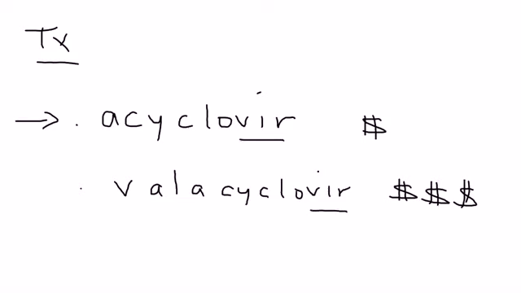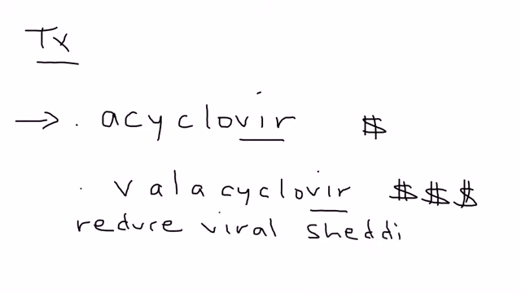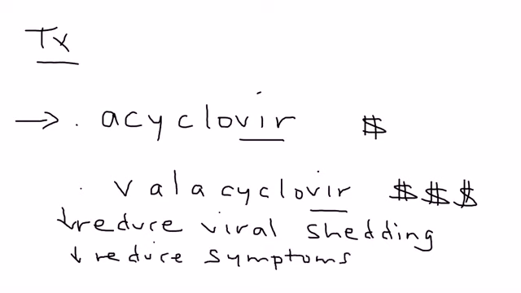And the antiviral drugs are great because they reduce the viral shedding. Remember, when the virus is shedding, that's what actually causes it to spread from person to person when there's close contact. They also reduce the symptoms, which in severe herpes, these vesicles can be very painful. And they also shorten the viral excretion time.